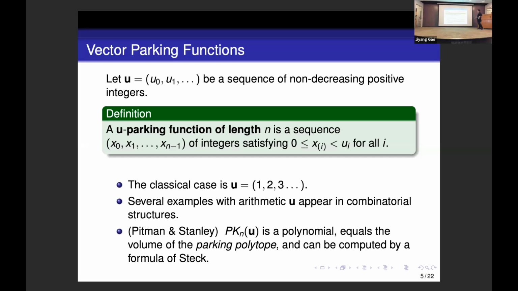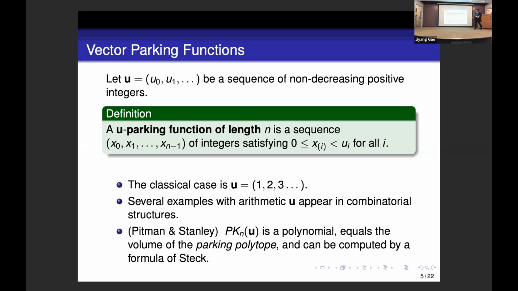In the mid-90s, Richard, introducing those results, also gave several connections between parking functions and generalizations like hyperplane arrangements, non-crossing partitions, partition interval orders and some symmetric functions, where what actually shows up is not the classical one, but some generalized parking function where that vector u is an arithmetic progression.